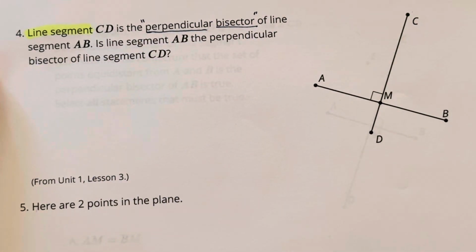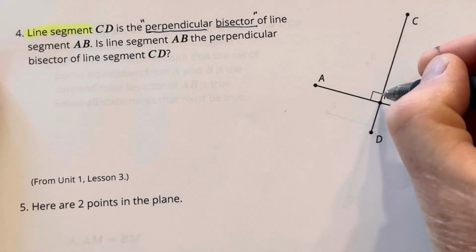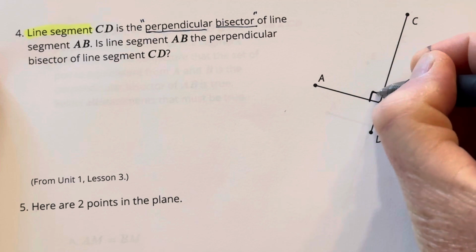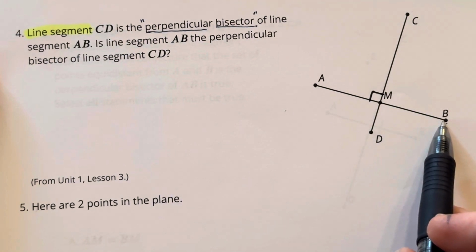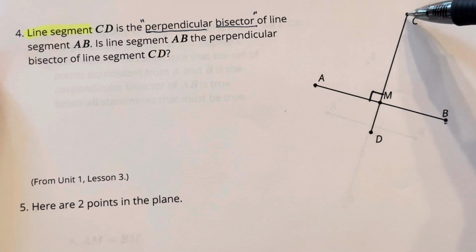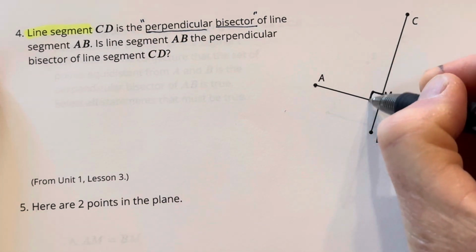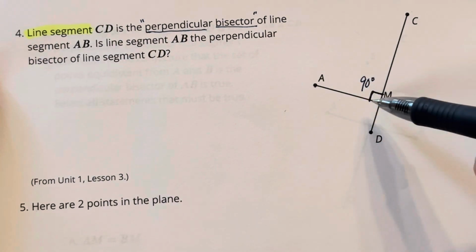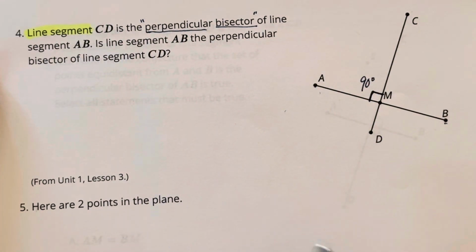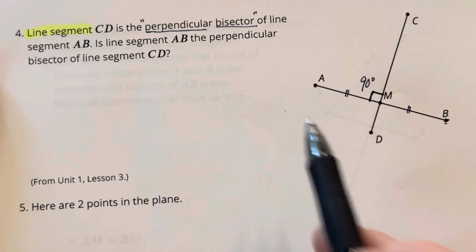Of line segment AB. Perpendicular bisector. It's a line that's perpendicular to a line segment. So AB is your line segment. CD is perpendicular. That means it forms a 90-degree angle with AB. It also bisects AB, meaning MB has the same length as MA.